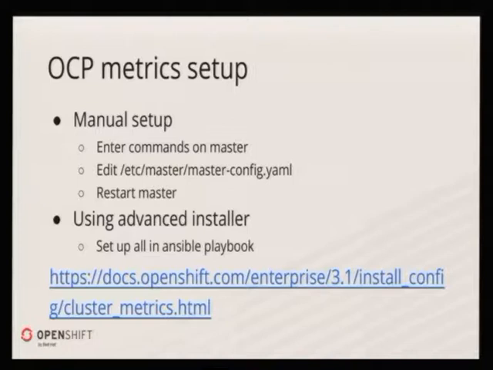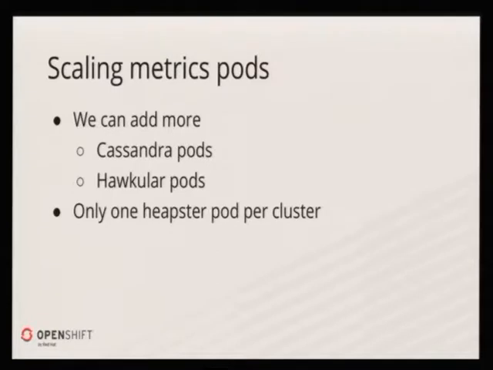So setting up the OpenShift metrics configuration is quite easy. And in my work, I think starting the OpenShift metrics worked in almost all cases. I think I put the link here, not the correct link, but anyway. Configuration is quite easy, just enter a couple of commands, which I intentionally left out here because you can read that in the documentation as well, and I don't think we have enough time. That's the first option. The second option is using an Ansible playbook or the advanced installer. Both of these are documented in this link. We can add more Cassandra pods and more Hawkular pods. At the time, I think only one Heapster is recommended and can run per cluster. And that is particularly a problem.